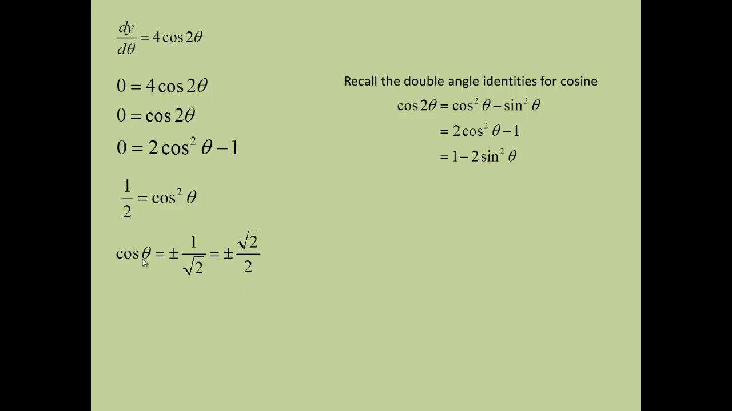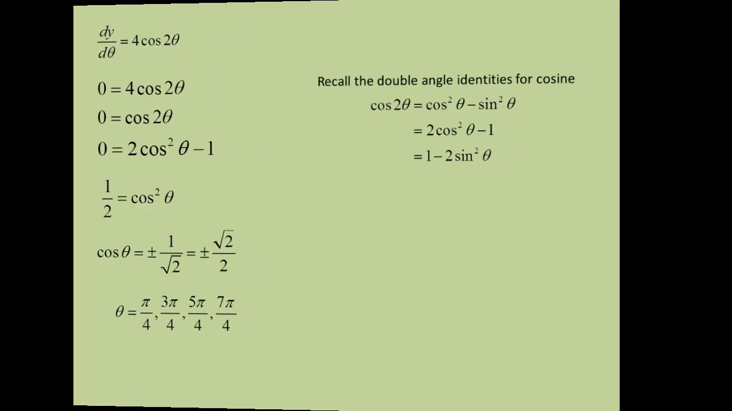It comes back to the unit circle. X coordinate, because we're dealing with the trig function cosine. So that's an x coordinate off the unit circle. And so for what values of theta does cosine theta equal plus or minus square root 2 over 2? Those values of theta are pi over 4, 3 pi over 4, 5 pi over 4, and 7 pi over 4.